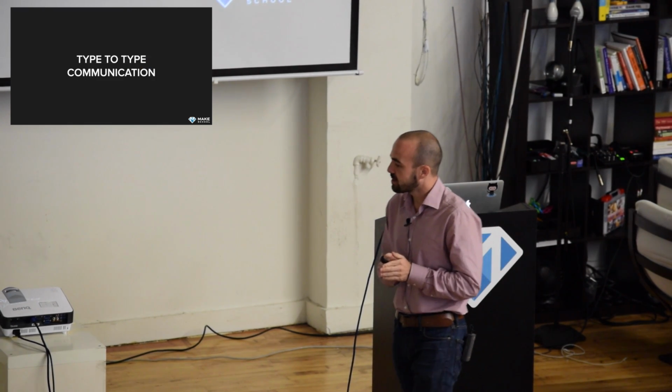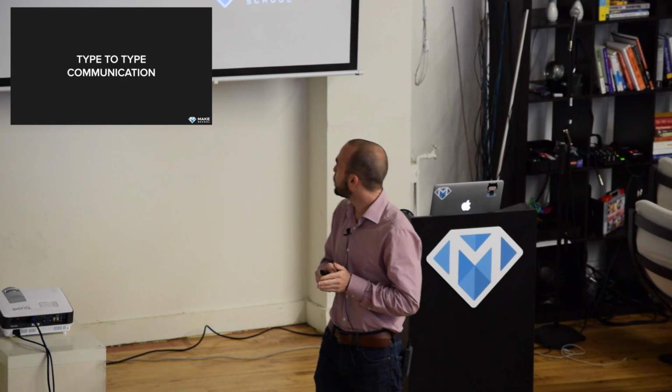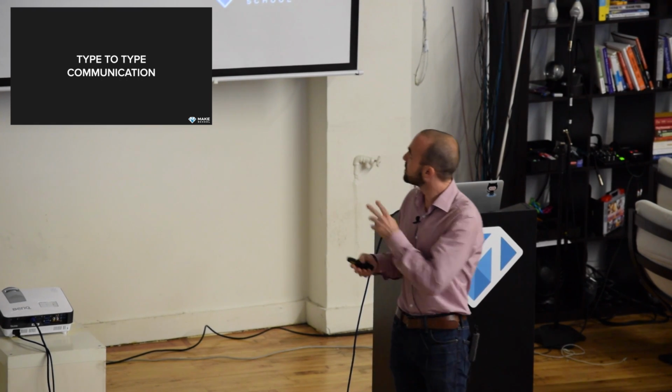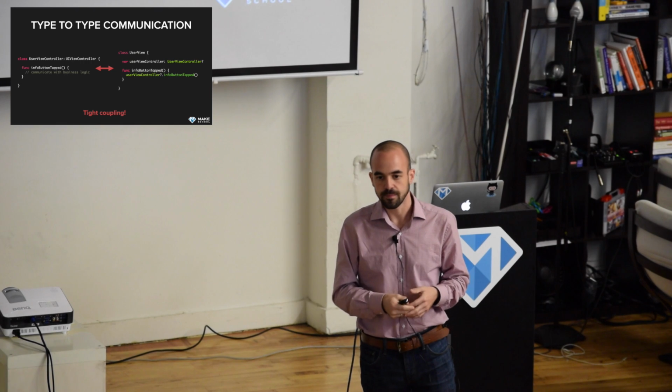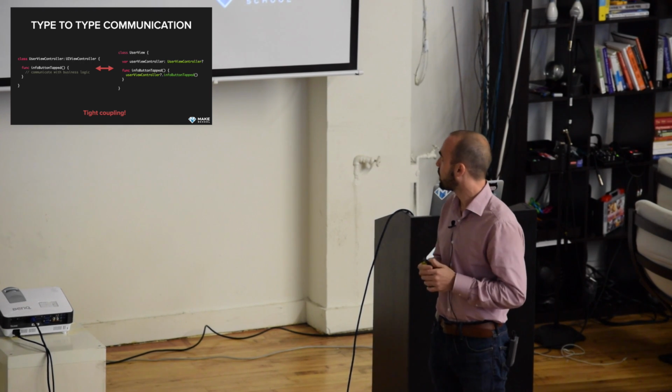The first approach, how you could pretty naively communicate between two different parts of your code, is what I just called type-to-type communication. Let's say I have a view and a view controller, or any other two types of objects, and you want them to communicate with each other in a specific way. The easiest way would be to just have a reference to that other type. Let's say in a view, you have a reference to the view controller. If you want to inform the view controller that, for example, a button was tapped, you would know that the view controller has this specific method called info_button_tapped, and you could call it directly. That's the easiest way to get started.